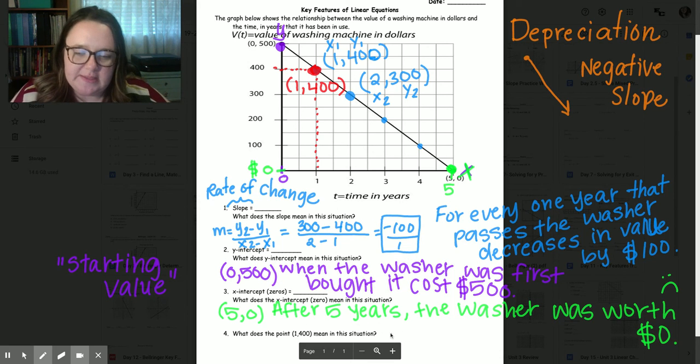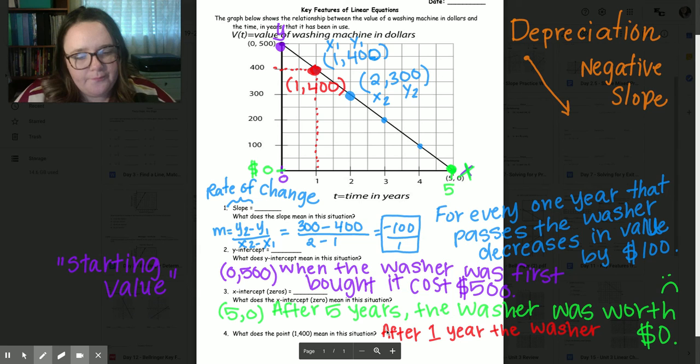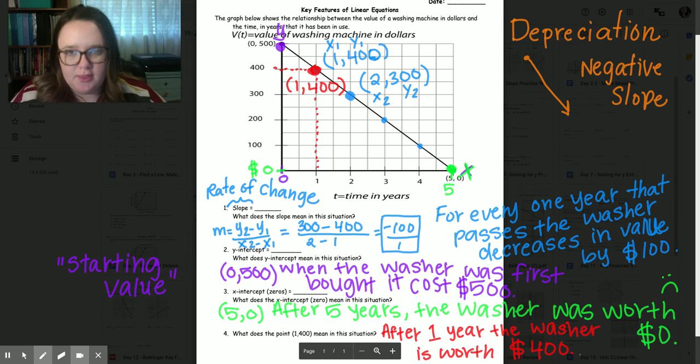I'm going to write my sentence here, and I'm going to word it and say, after 1 year, the washer is worth $400. That's what we said, right? Looking at that graph, after 1 year, the washer was worth $400, right? Because this is when we first bought it, so in 1 year, it's worth $400.